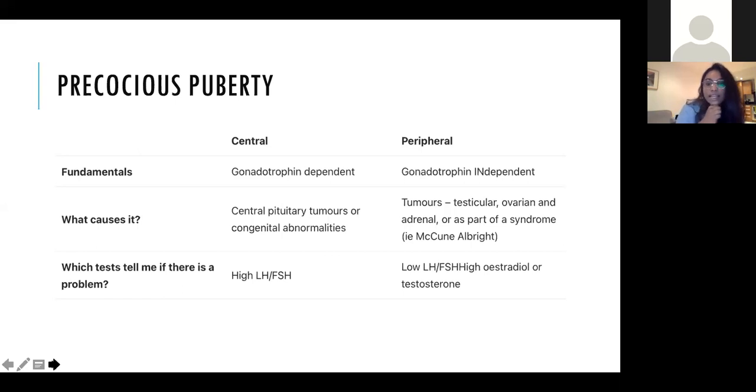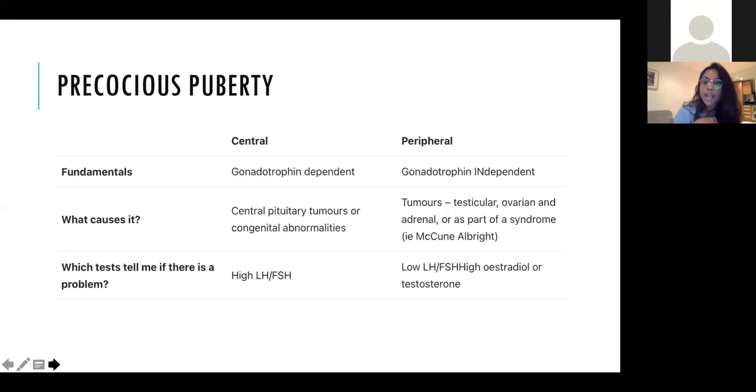If it's a peripheral cause, which is gonadotrophin independent, again, this could be because of a tumor. Is it a testicular tumor? Is it benign or malignant? Or is it an adrenal tumor? Or is it part of a syndrome? So you have a couple of possible causes.